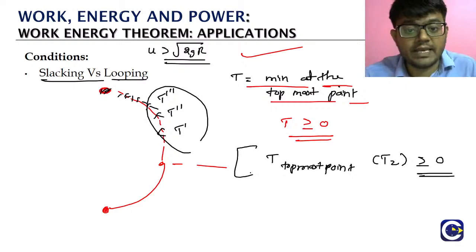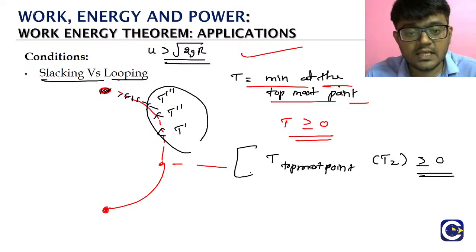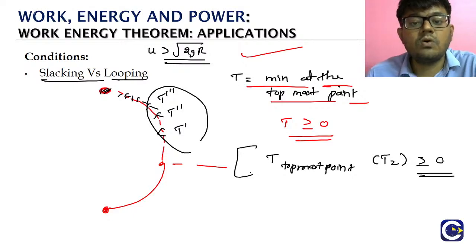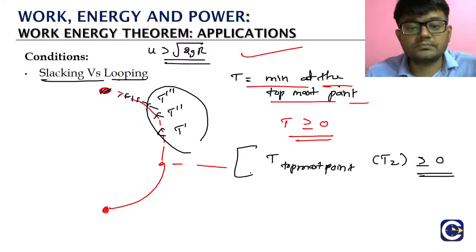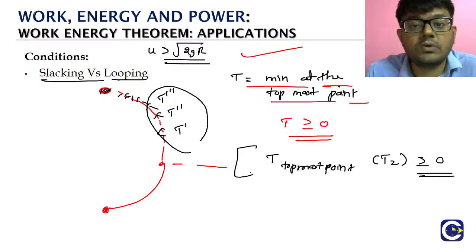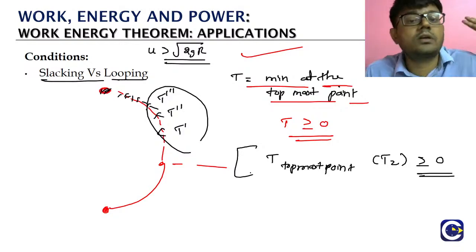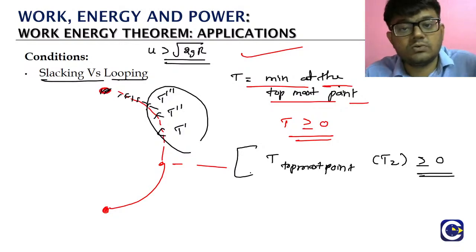What is the condition for the slacking? If tension becomes 0 somewhere in the middle, that is the slacking. For that not to happen, we are saying tension nowhere should become 0. Since tension at the topmost point is the least, if we say the tension at the topmost point should be more than or equal to 0, then at each and every other point also the tension will be more than 0. Okay?